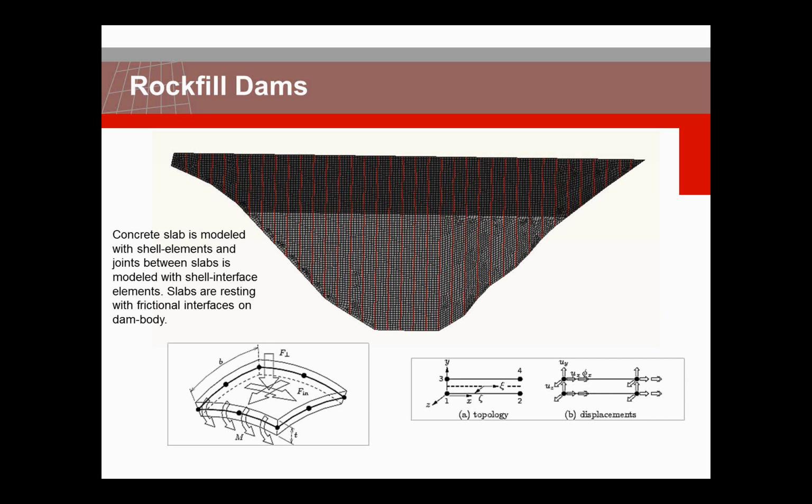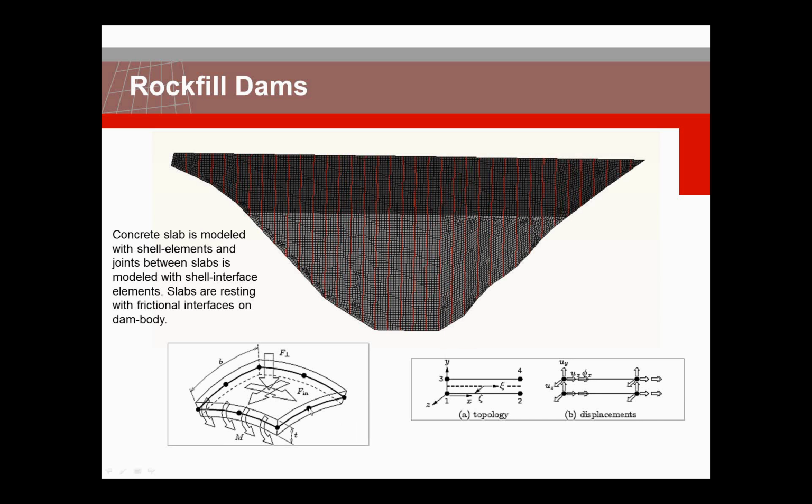For the purpose of this model, we defined the slab with shell elements as displayed here. So they have the possibility of rotations and bending around the edges, and on the interfaces, which are illustrated here with the red lines, we have defined interface elements. And these interface elements are especially for interaction between shell elements.